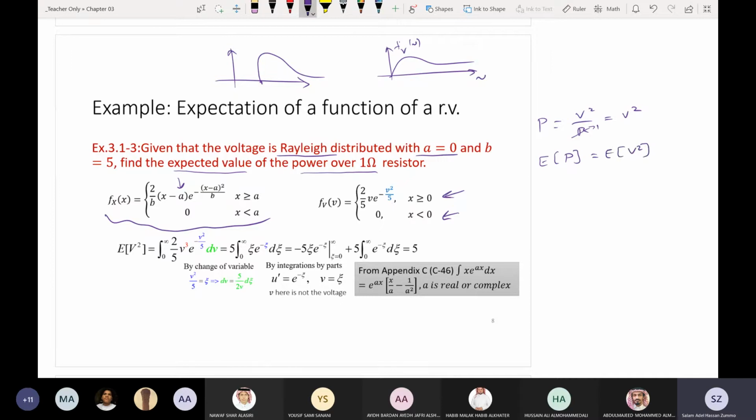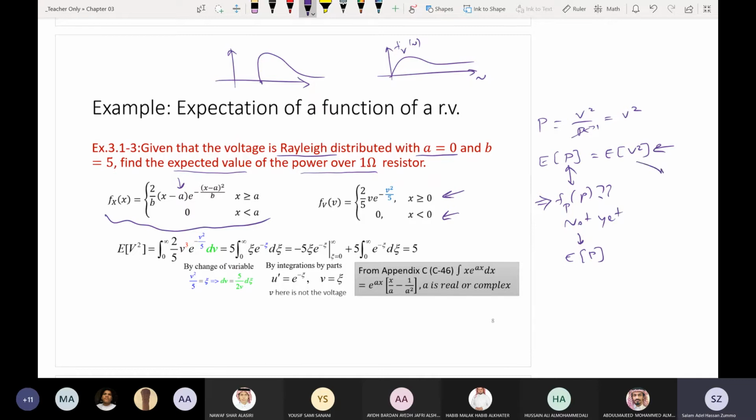Now I can do this using 2 approaches. One approach we know, the other approach we did not learn yet. The first approach is to find the PDF of P, which we did not do yet, and then find the average of P. But we don't have the PDF of P, and sometimes it's not worth calculating the PDF of P, because it might be very complicated to do that. What I'm interested in is the average power, which is this.